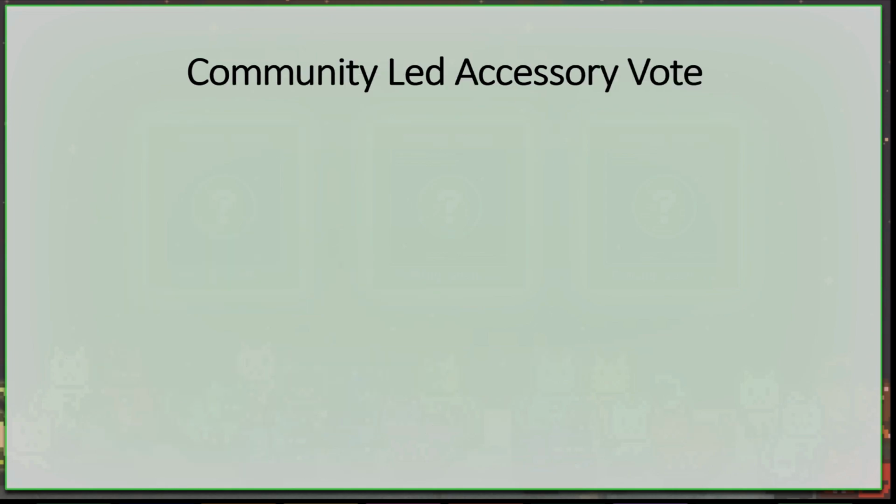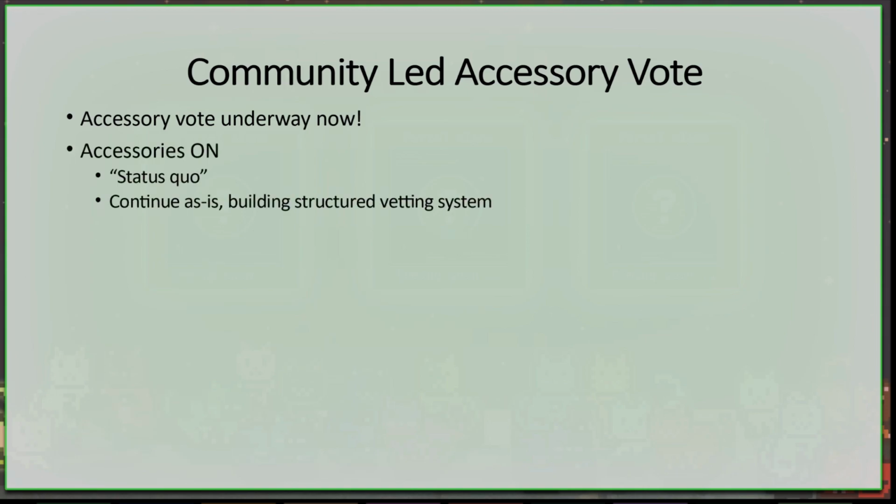All right. And so what is that accessory vote that is underway now? It started January 13th. It is going to end February 13th, as we have met the quorum. You are basically going to have 3 options for what you can vote when you go to the Snapshot. Accessories on is the status quo as it is today, which is accessories stay on in all of the places they are now, and we continue to work with the Meow to build that structured vetting system.